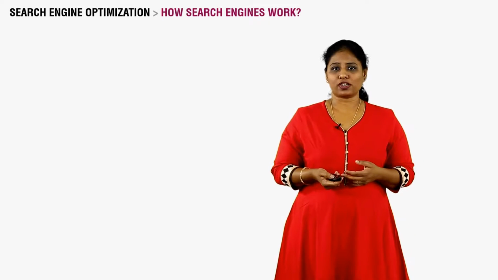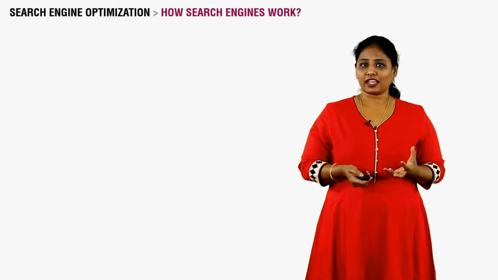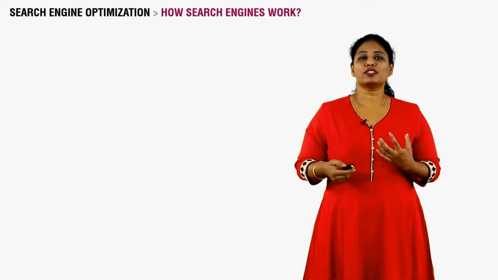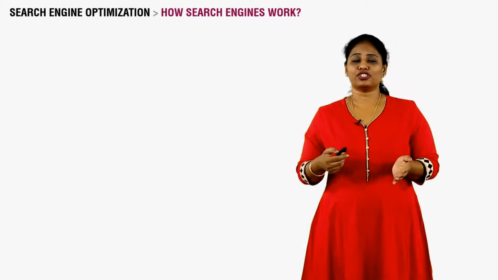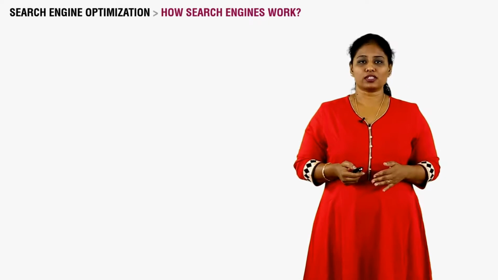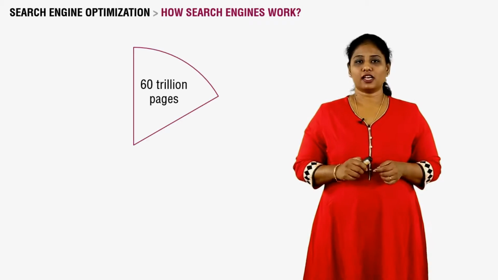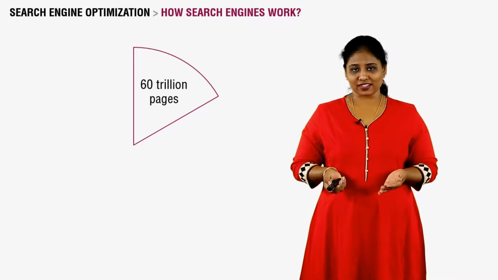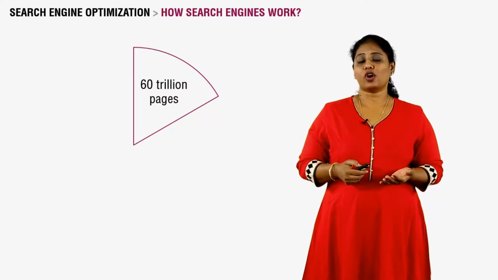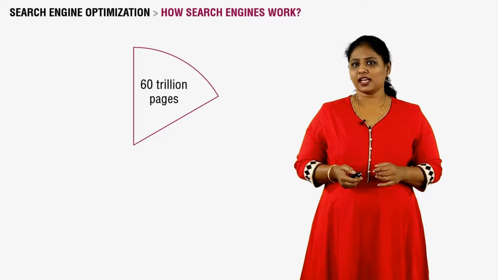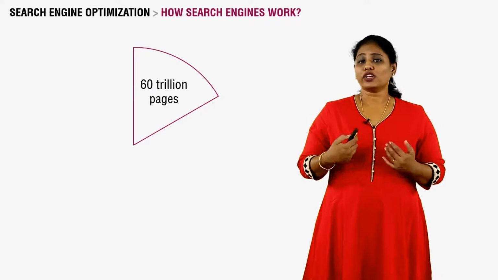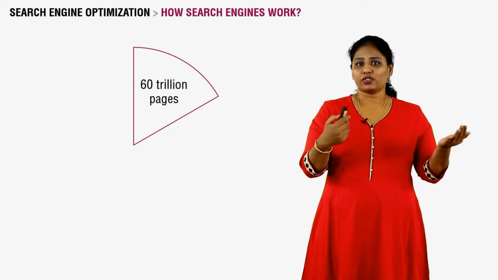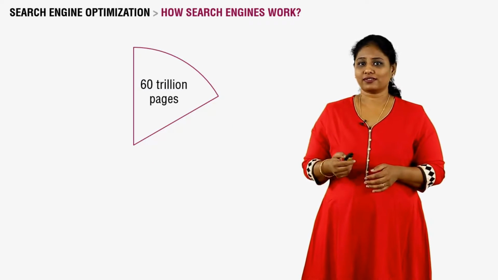How do search engines work? It is critical that you understand this first before you start optimizing for the search engine results page. Let's take a closer look at the Google search engine. 60 trillion pages. That is the amount of content available on the net today. So how does Google know what your search query is about through the 60 trillion pages?